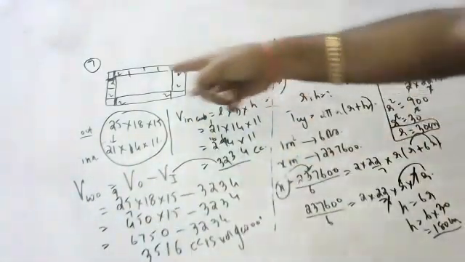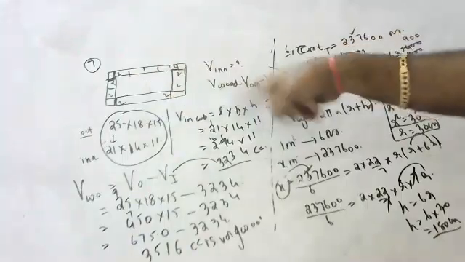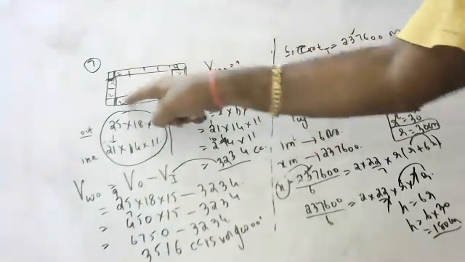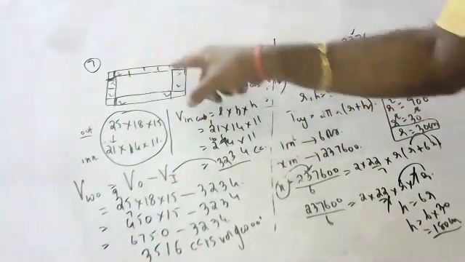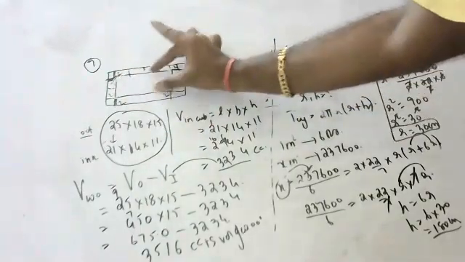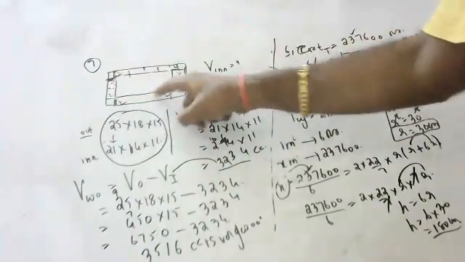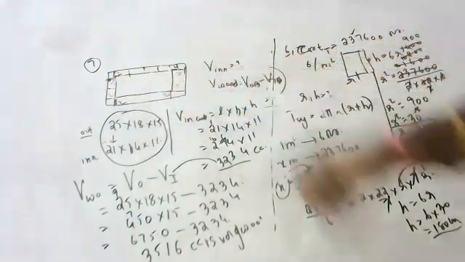So volume of rice means rice will be put here, no? That's why the inner box. Wood means this is wood, children. This is made of wood. Outer box minus inner box gives you the wood which is present here.